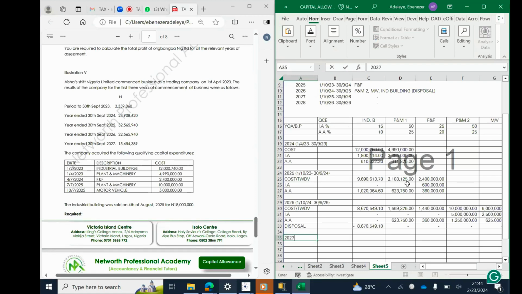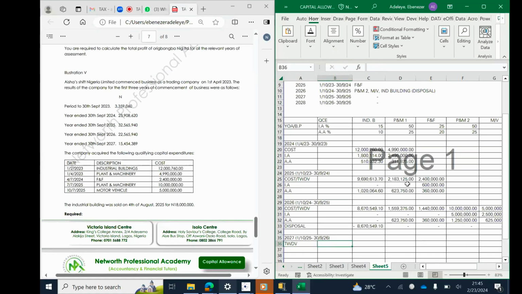So 2027, what is this thing? I think you should get easy from here. Then 25 to 39, 26. So here we do not have any cost again because no new asset was introduced. So we have tax written down value. Our tax written down value is always our initial tax written down value.